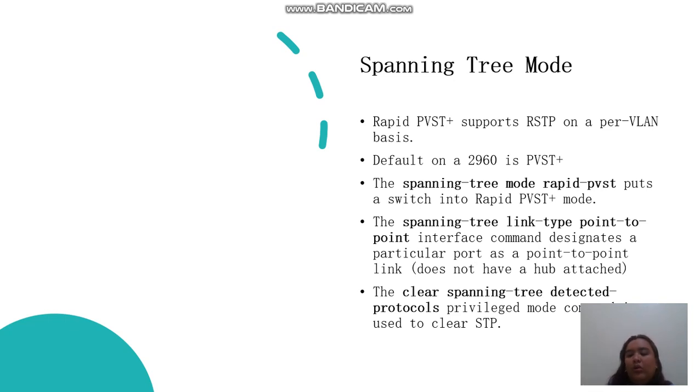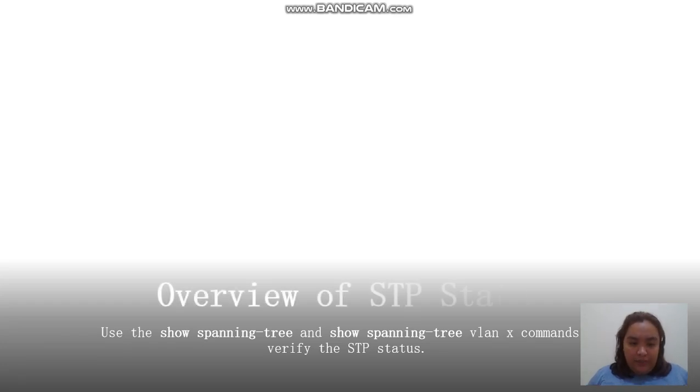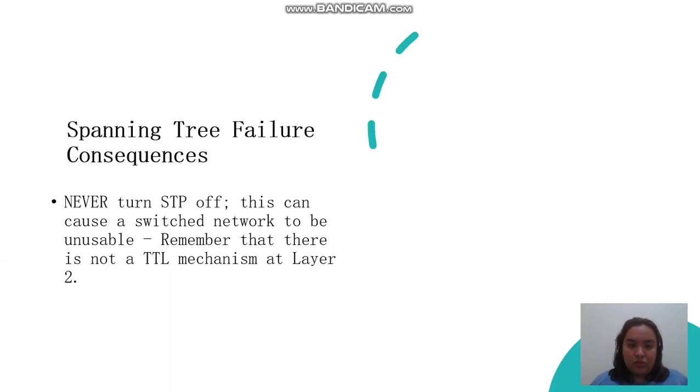The spanning-tree mode rapid-pvst command puts a switch into Rapid PVST+ mode, and the spanning-tree link-type point-to-point interface command designates a particular port as a point-to-point link, which does not have a hub attached. The clear spanning-tree detected-protocols command is used in privileged mode. So analyzing the STP topology, use the show spanning-tree and show spanning-tree vlan commands to verify the STP status.